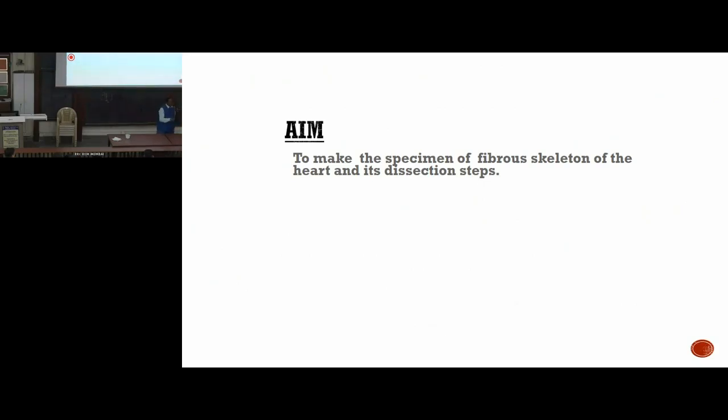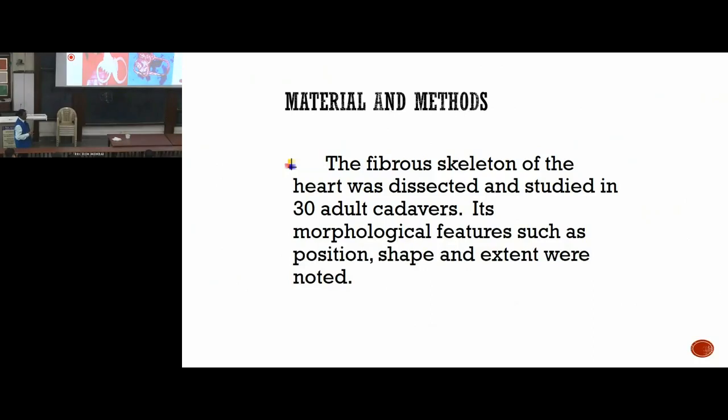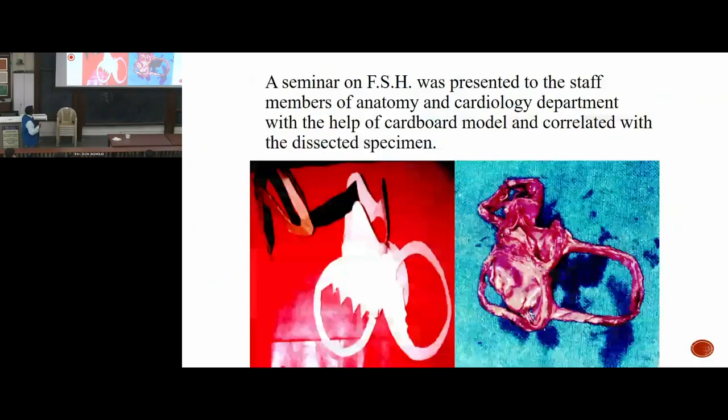And then afterward I dissected it again, and now there is a specimen in the museum, that is the fibrous skeleton of the heart. Before that I presented a paper on the fibrous skeleton of the heart. I have made a cardboard model. So this is the aortic pulmonary annulus, this is the aortic annulus, this is the conus ligament, this is the right trigone, left trigone, and this is the atrioventricular valve, that is the tricuspid, and this is the bicuspid valve. The same I have dissected.